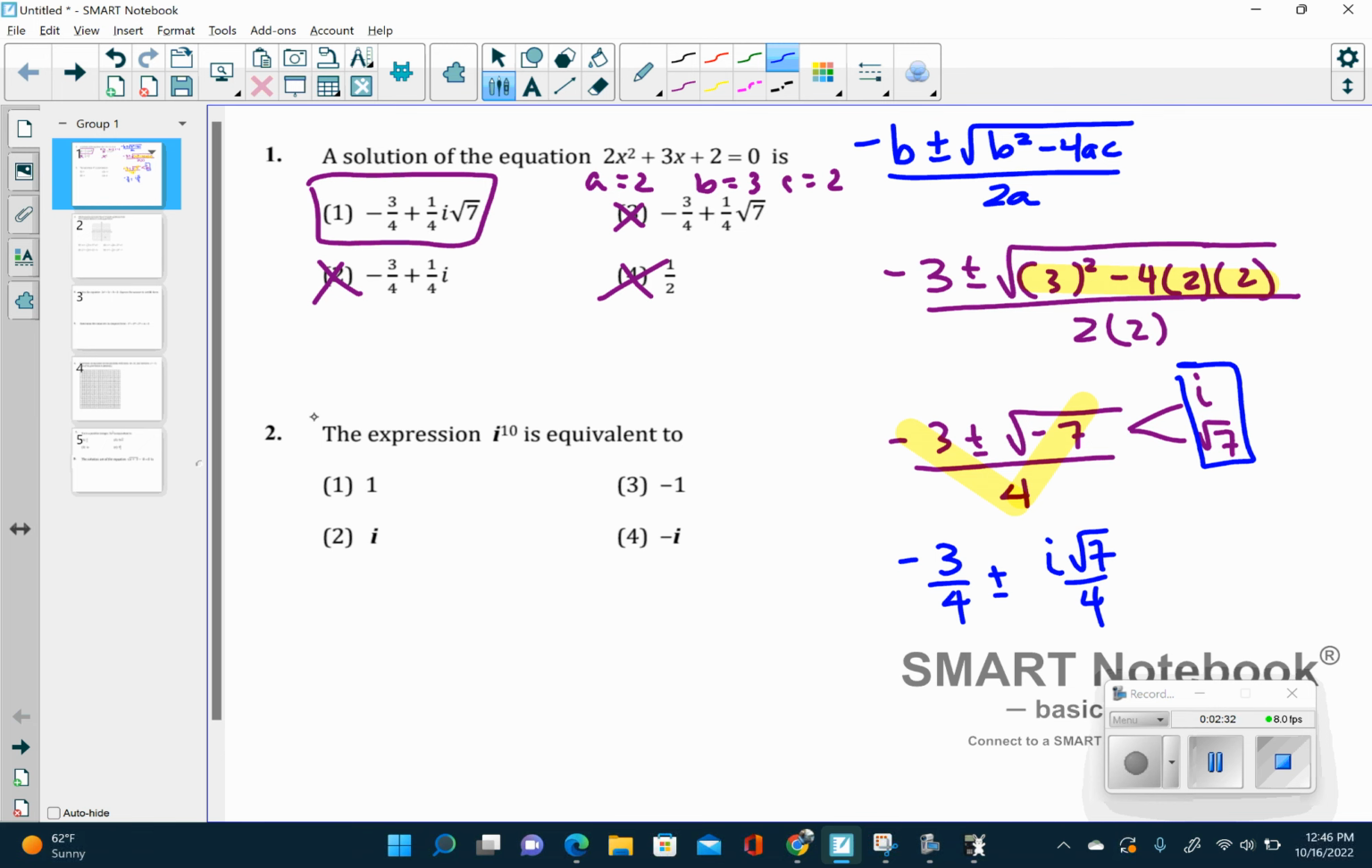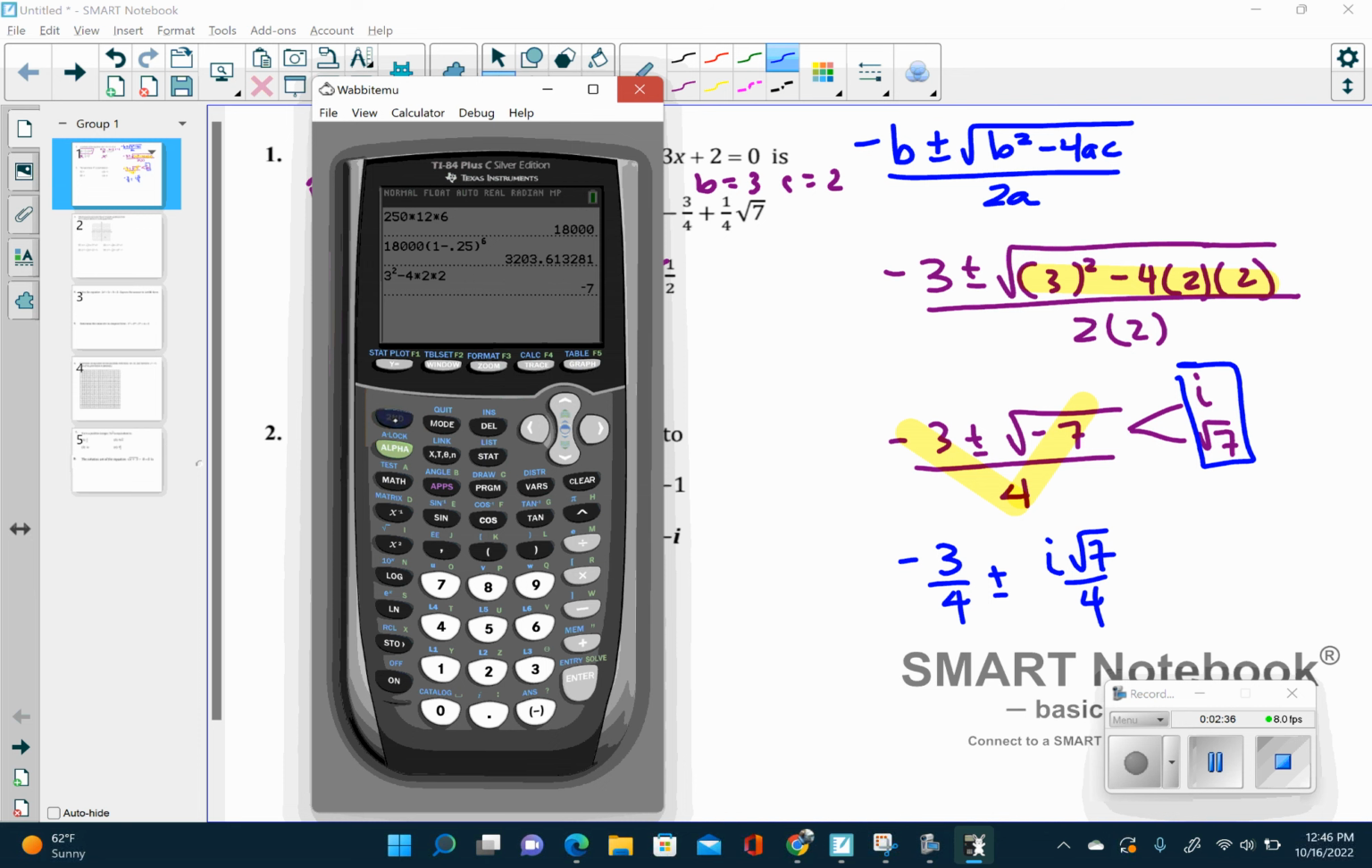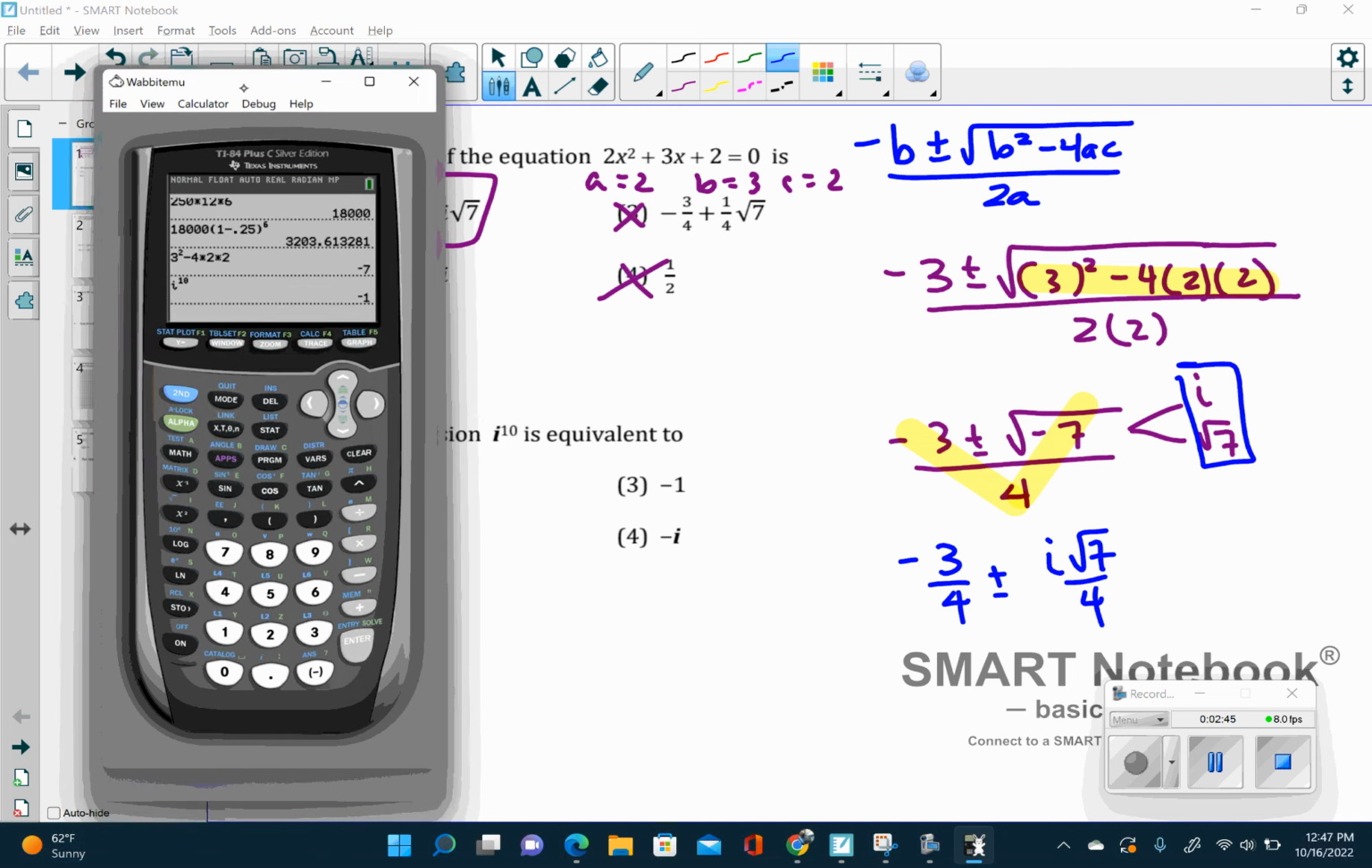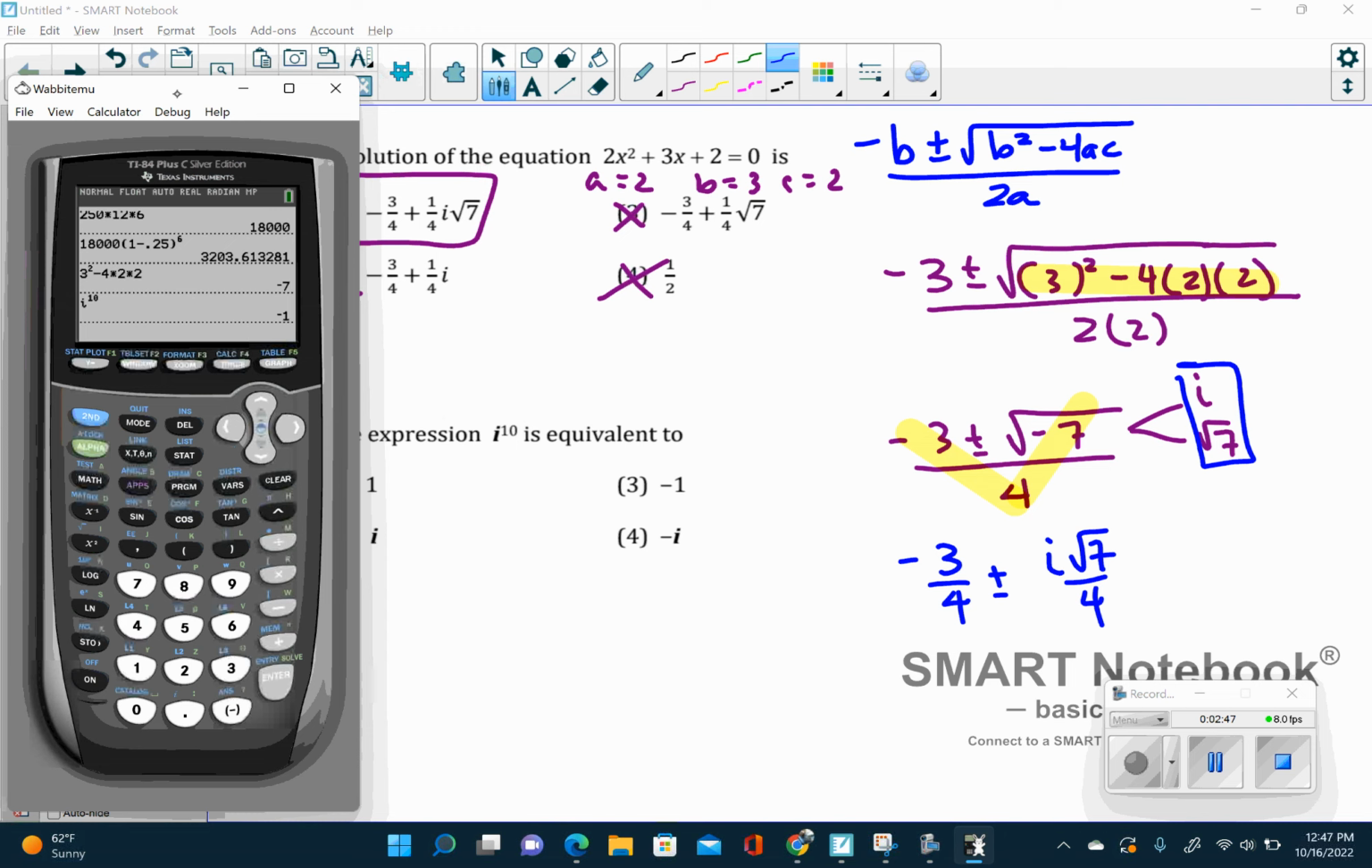Question 2, almost everybody got correct, is just straight calculator. You hit the calculator, hit second, and the i, to the 10th power is -1.